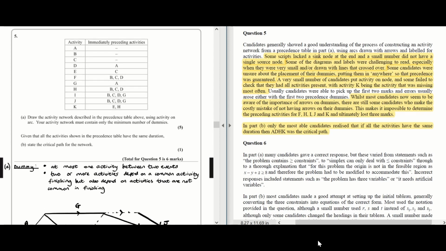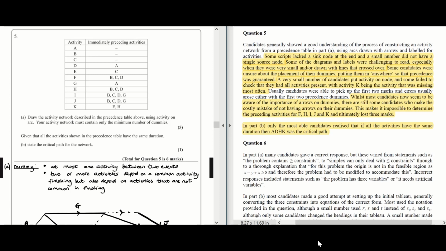Some scripts lacked a sync node at the end, and a small number did not have a single source node. Some of the diagrams and labels were challenging to read, especially when they were very small and or drawn with lines that crossed over them. So I'd say draw the network first and then add the activities. Some candidates were unsure about the placement of their dummies, putting them in anywhere so that the precedence was guaranteed. A small number of candidates put activity on node, and some failed to check that they had all the activities present, with activity K being the activity that was missing most often.